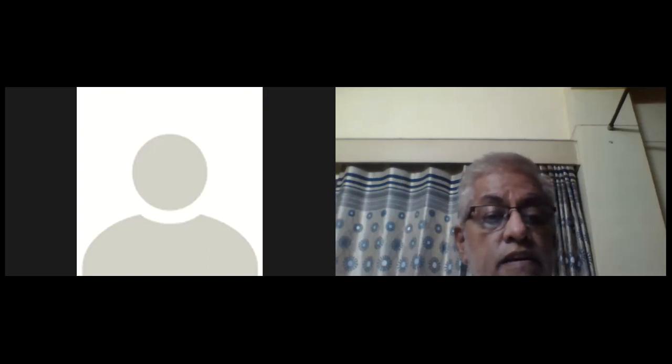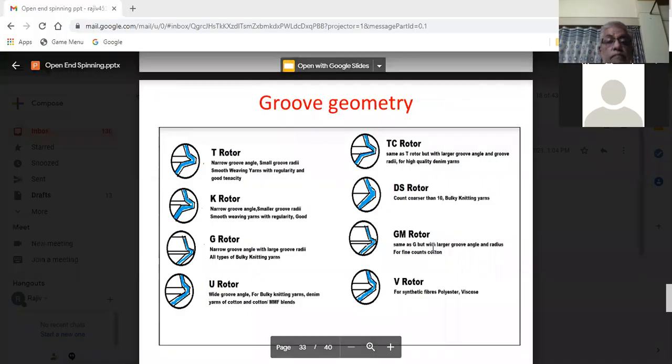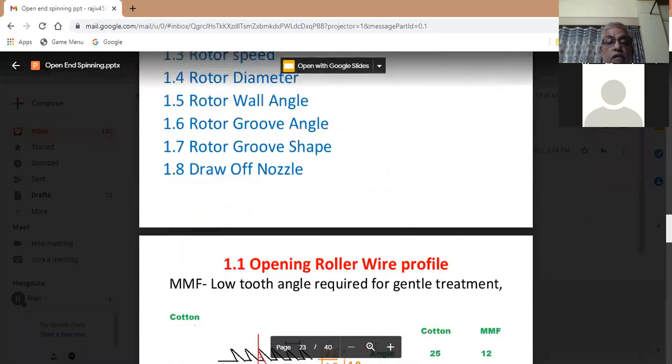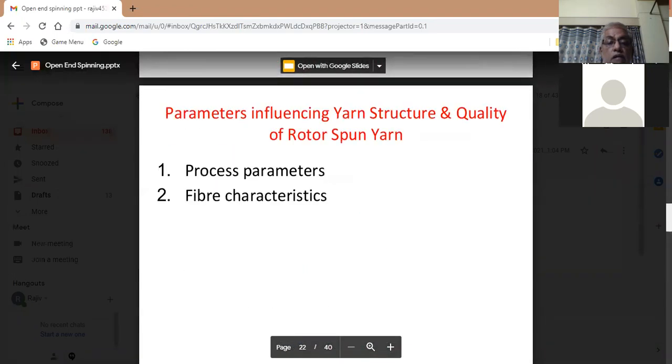Today we will study groove geometry, and before that we were discussing the topic: what are the parameters influencing yarn structure and quality of rotor spun yarns. In this we have already studied some process parameters.